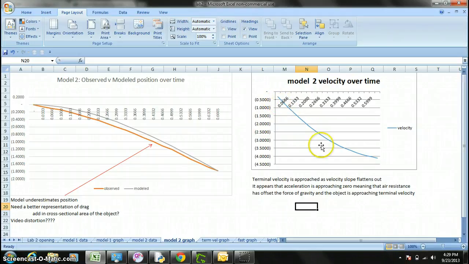We were asked to look at velocity over time and whether or not the object reached terminal velocity. Here you can see that my velocity over time for Model 2 is not a straight line, it's a curved line, and as it flattens out here, it means that the object is approaching terminal velocity. In this actual observation, I did not reach terminal velocity. However, if I had dropped it from a greater height, I think we would have seen that, because the air resistance will ultimately overcome the force of gravity to offset each other.